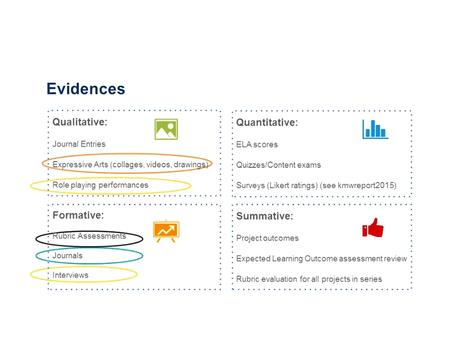So in the qualitative, from this particular segment, we're going to be looking at expressive arts pieces and also role-playing performances. And in the formative, we're going to look at, of course, the rubric assessments, some journal entries, and then, of course, interviews from the students. At the end of this series, we would be able to really have a look at the quantitative and the summative as well, to find out ways that the accumulation of this work has impacted the student over a longer period of time, a duration of time.